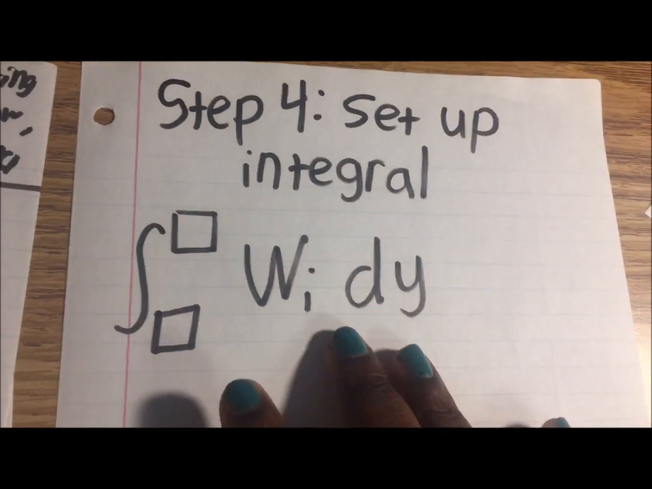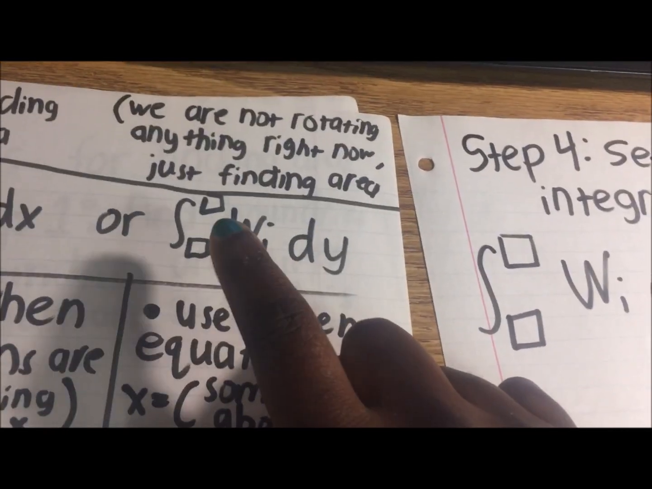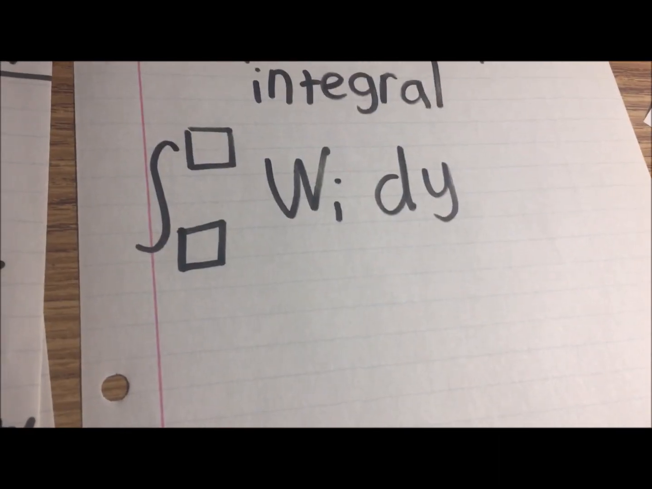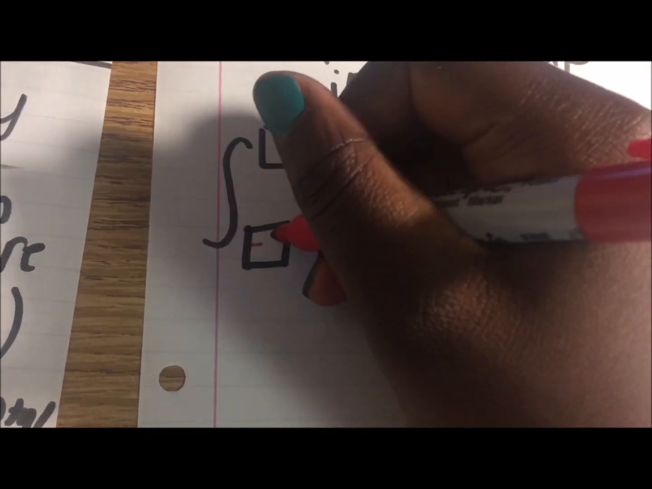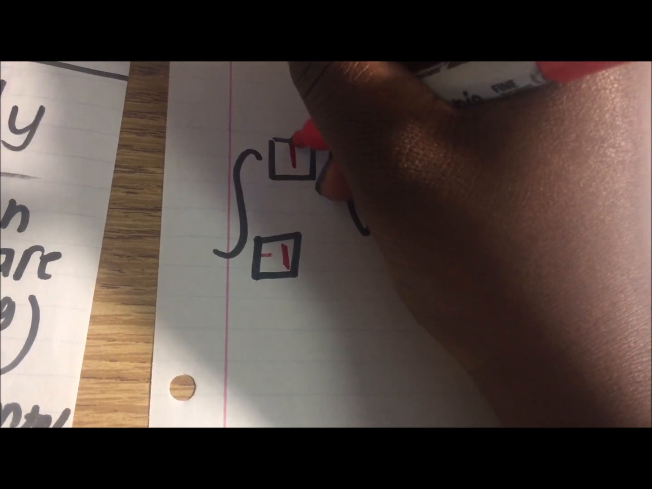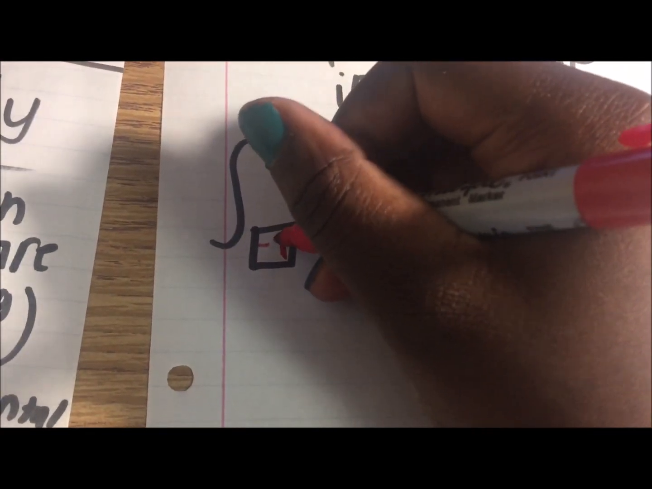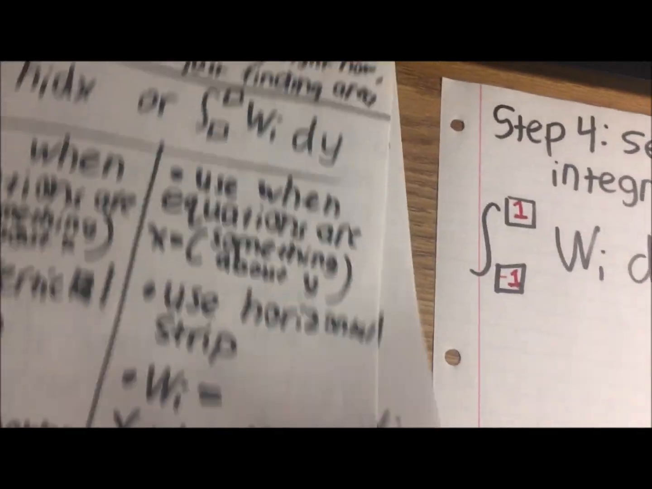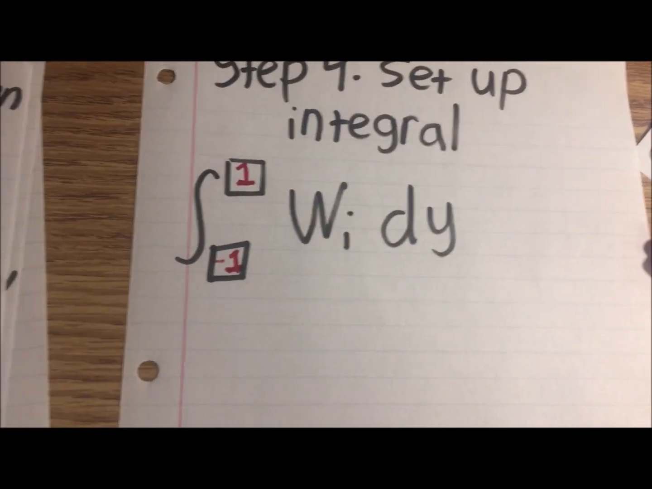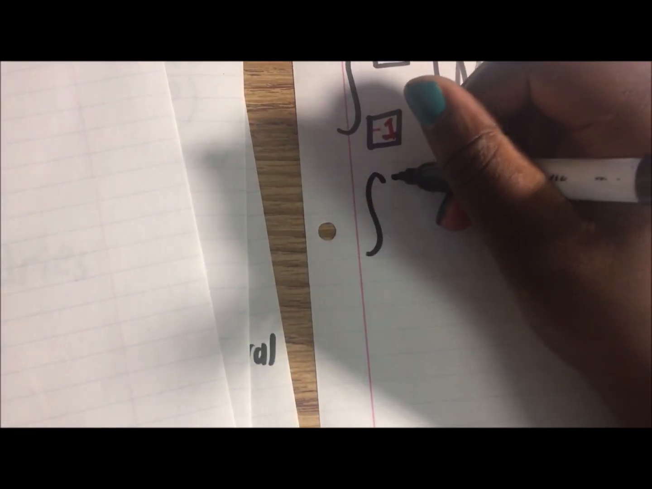It's time for us to set up our integral. Since we already established that we're using the horizontal strip, that means we're going to use this equation, the integral of wi dy, so that's why I put that here. From the boundary step, which is step 1, we already established that our boundaries are -1 and 1. Let me write it like this so nobody gets confused. And then from the step we just did, step 3, we established that, I'll write it twice so nobody gets confused.